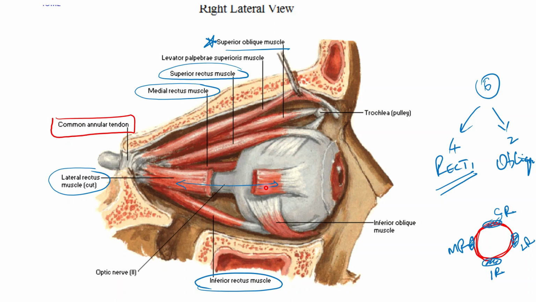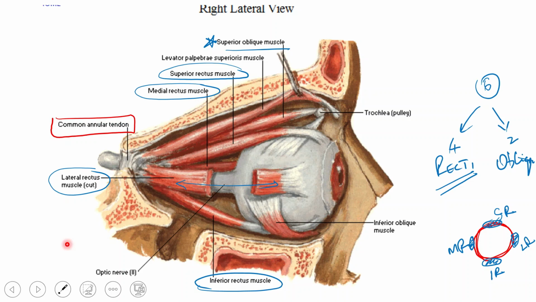So the oblique muscle is inserted into the sclera behind the equator, whereas the recti muscles are inserted in front of the equator. Once it runs along the pulley, it is directed backwards to reach the posterior superior part of the eyeball, and it gets inserted there behind the equator. So this is about the superior oblique muscle.